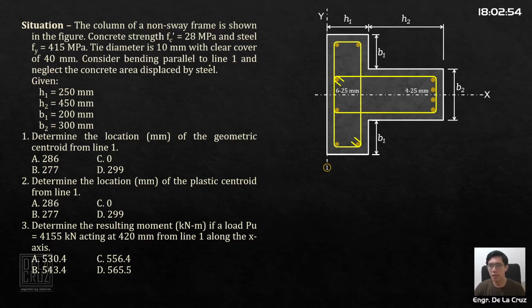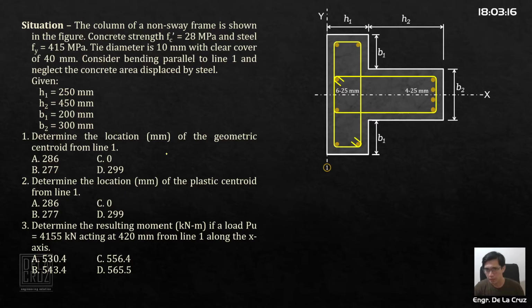Consider bending parallel to line 1. This is line 1, or that's the y-axis. And neglect the concrete area displaced by steel. Given the dimensions h1, h2, b1, and b2.